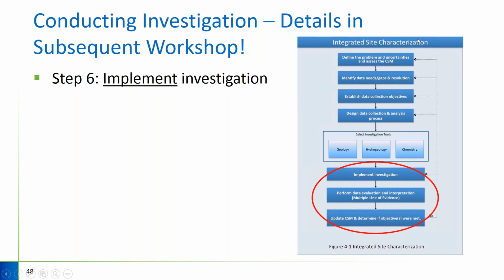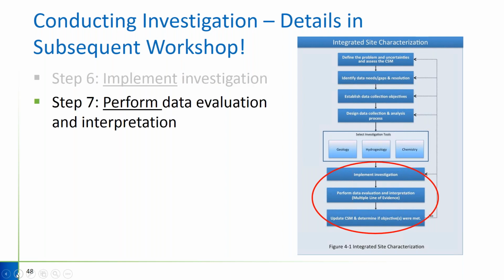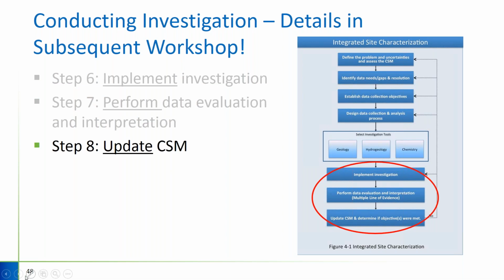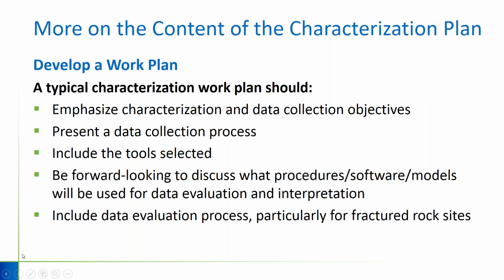All right, so now at this point in the process, we've covered the planning module, which is the first 4 steps, the tools selection, which is the Excel tables, and now we're to the part where it's actually time to get out to the field. So this is where we're implementing the investigation. So 6, 7, and 8: implement the investigation, do the data evaluation and interpretation, and then update the conceptual site model.